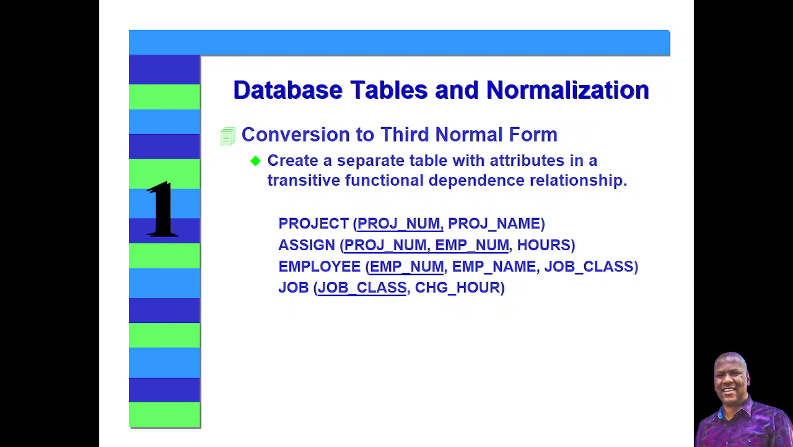As you can see, we now have the four entities. We have the project, we have the assign entity, we have the employee entity, and also we have the job entity. As you can see, the job entity now has the job class and the charging hour, or the charges made per hour. So these are the four entities that can be established within the third normal form.